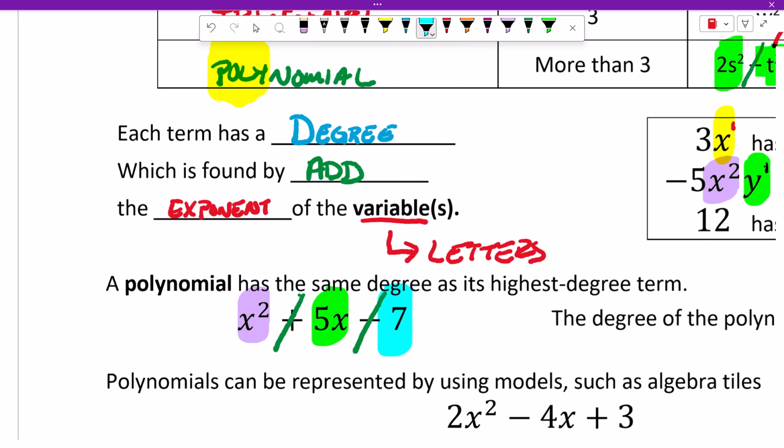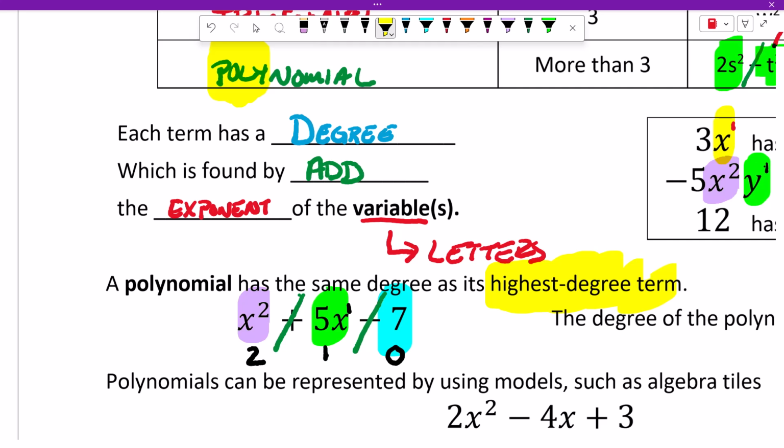So you split this up into 3 parts. And you go, okay, what's the degree of the first part? 2. Degree of the second part? 1. The x has a little 1. Degree of the last part? 0. No letters. Now, the rule is, for a polynomial, you find the highest degree. And that's the degree for the polynomial. So we look at 2, 1, and 0. The biggest number is 2.